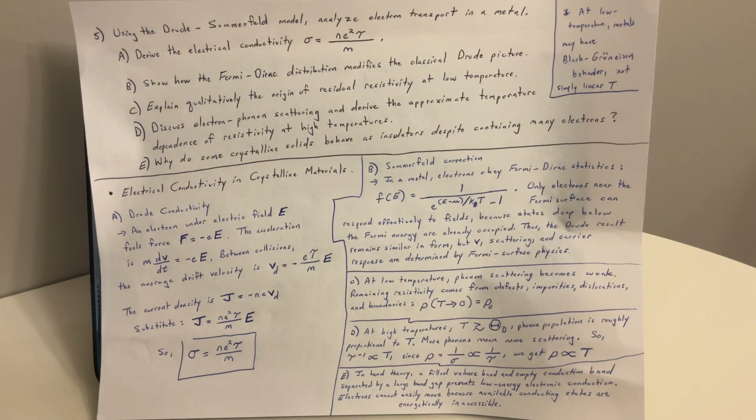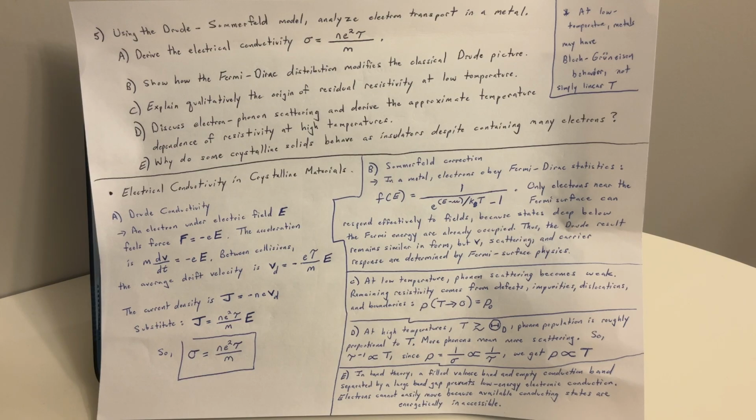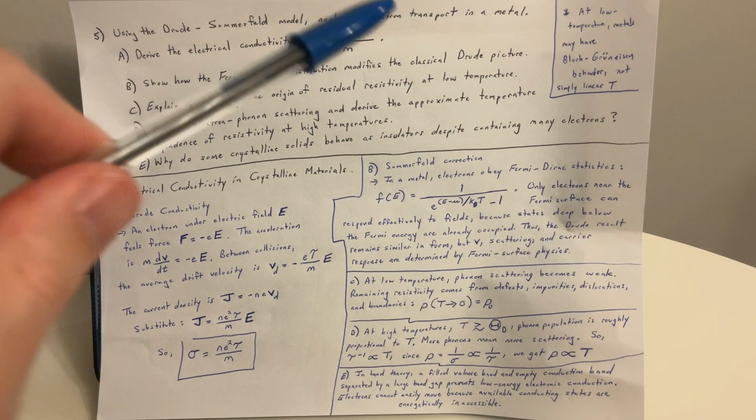Okay, so using the Drude model, analyze electron transport in a metal. Derive the electrical conductivity, σ equals n e squared τ over m.